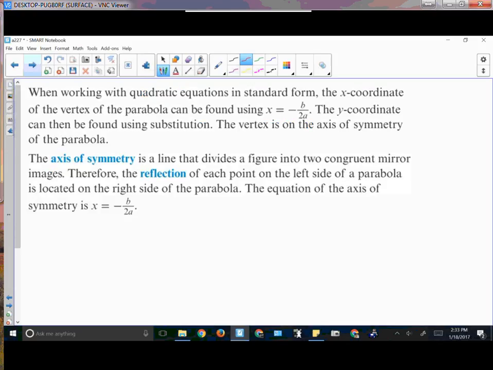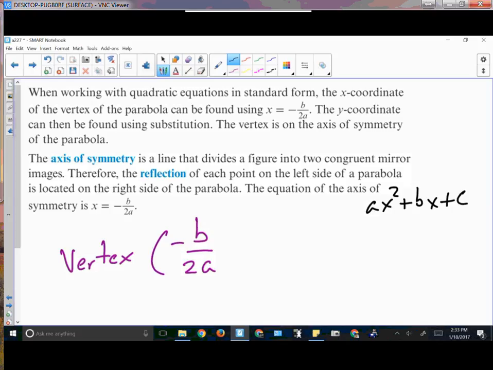Now, something that you should have in your little book. The vertex can always be found by identifying this. So generally what we do is we write it out as follows. Your vertex is going to be at negative b over 2a. Now remember, we're pulling this information from ax squared plus bx plus c. That's where I get my a's, b's, and c's.